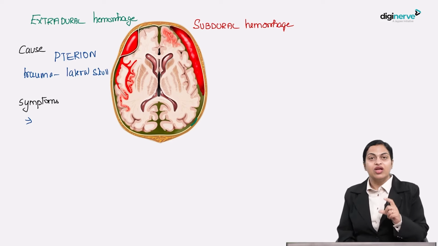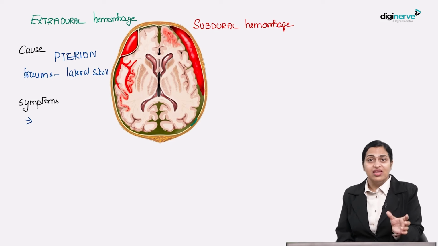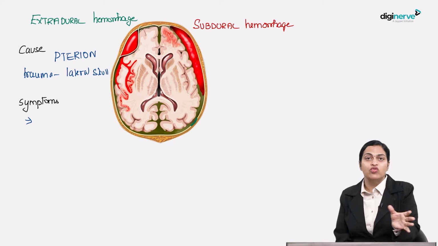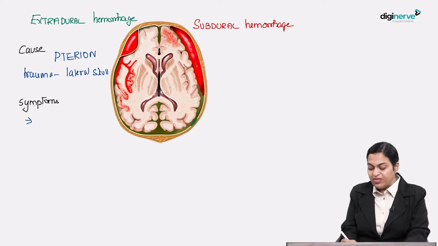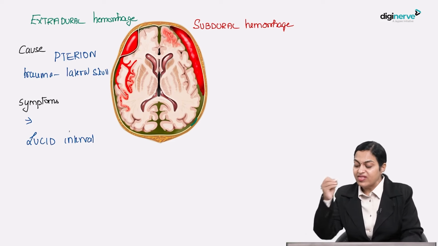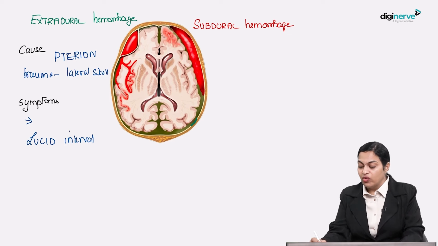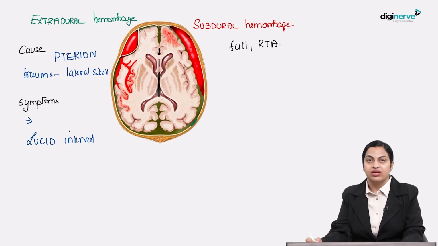But here in extradural hemorrhage, the patient remains asymptomatic. He looks normal for some time and then goes to unconsciousness. This period is described as lucid interval. Whereas in subdural hemorrhage, it could be due to a fall, a road traffic accident, right?